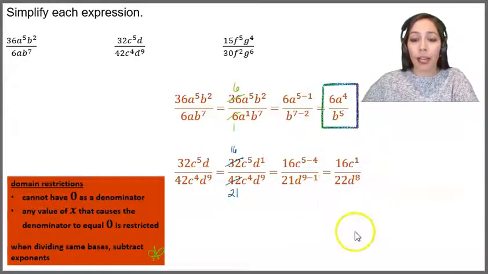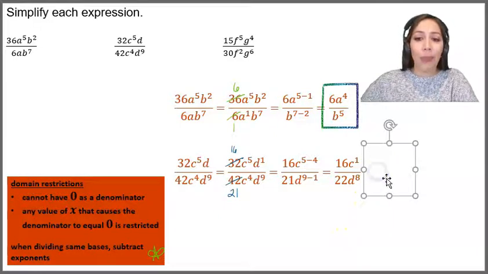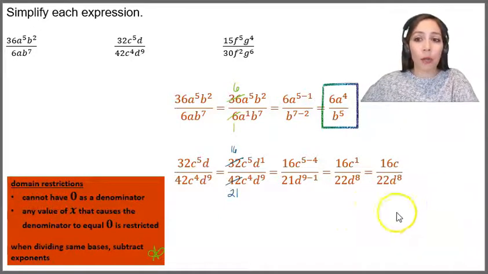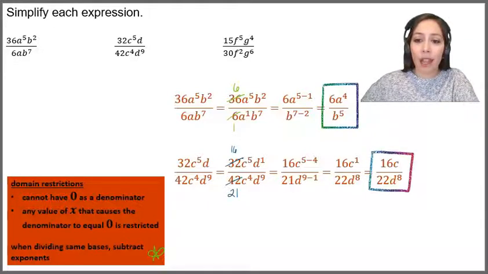From here, we can go ahead and reduce that to 16c to the 1st over 21d to the 8th, and we don't really write that 1 when there's an exponent of 1, so we can take off that 1 and get our final answer of 16c over 21d to the 8th.